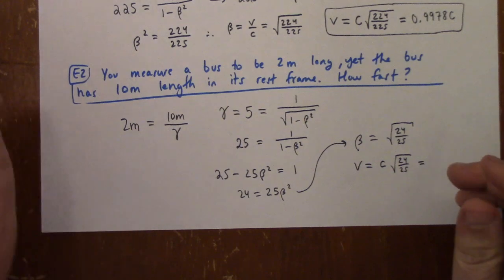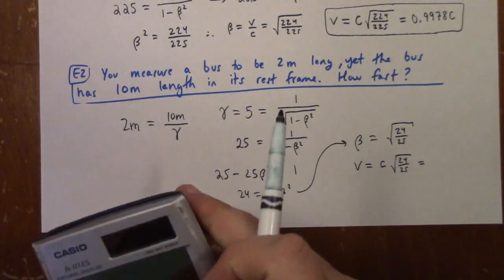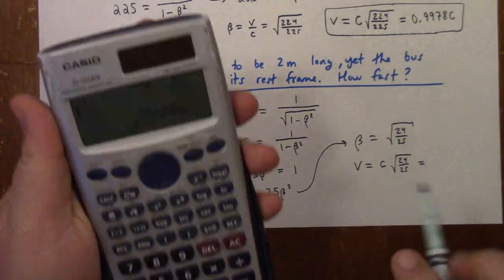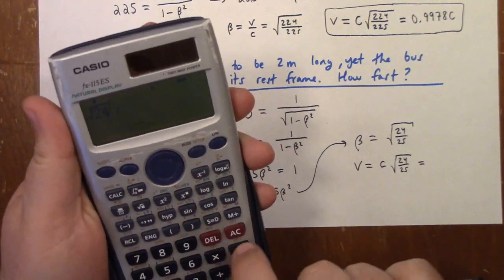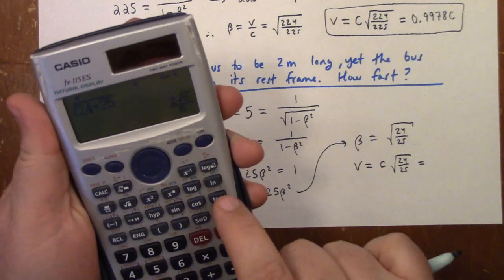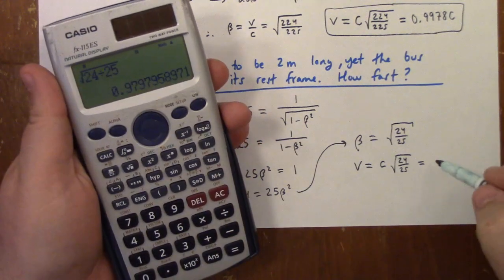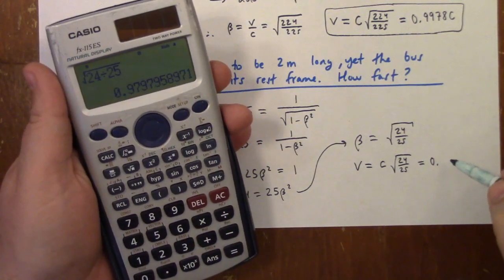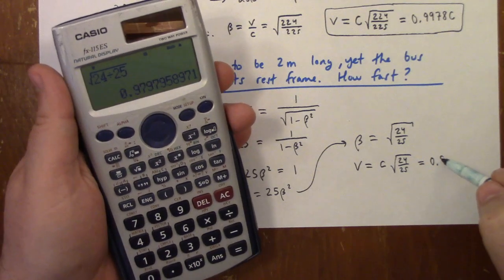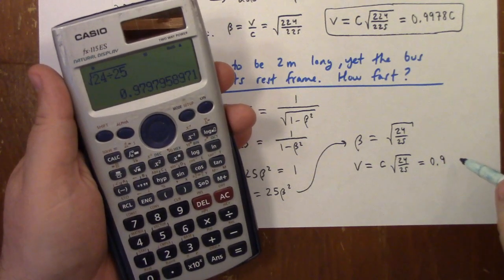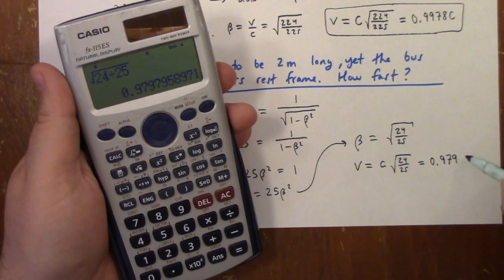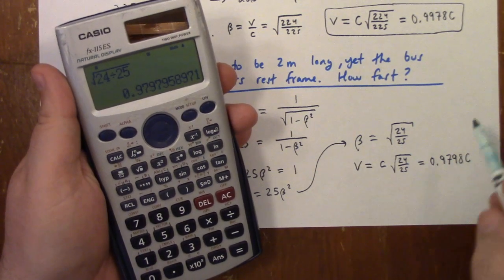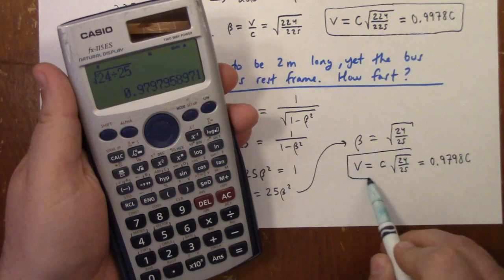Now here's a hint: if you get a velocity that's faster than the speed of light, you know you did something wrong. So there's a pro tip for you right there. So your square root of 24 divided by 25 is, yowzers, 0.9798 c. This bus is really moving. I'll give you 4 digits. So there you go.